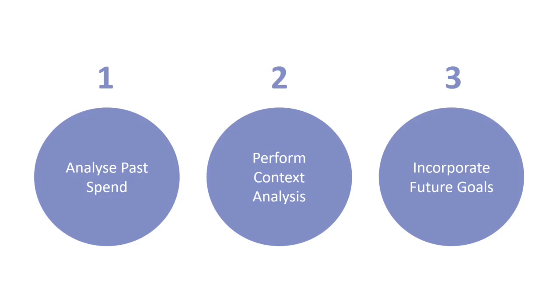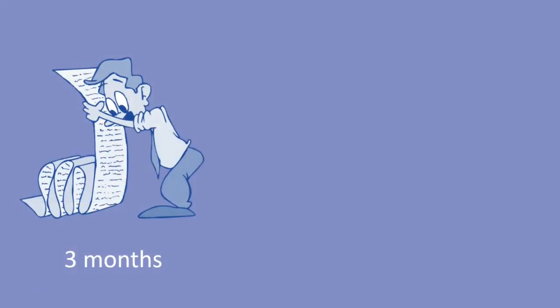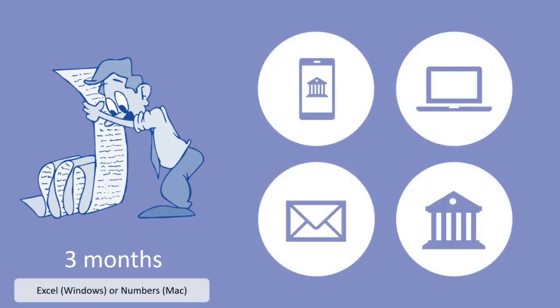Let's start with analyzing our spending history. This will help you with making the right decisions when it comes to earning, spending, saving, and investing. An easy way to gain insights into your spending habits is to extract a bank statement for the last 3 months. You can do this via your banking app or online banking. Just make sure that it is in a format that you can put into a spreadsheet processor.